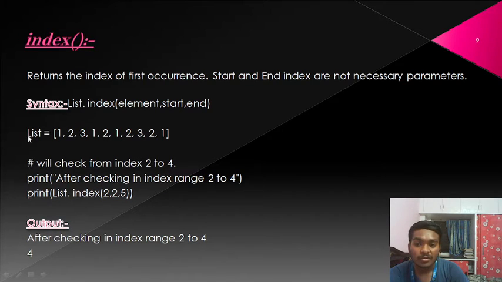Okay, now the list will be declared as 1 2 3 1 2 1 2 3 2 1. We'll check from index 2 to 4. Print list dot index of 2, 2 to 5. Now we are going to get the index at which the value 2 is present. From index 2 means from here: 3, 4, 5. Counting 0, 1, 2, 3, 4. From 3, 1, 2, 4. 2 is present at index 4 between 2 and 5, so the value 4 is printed.